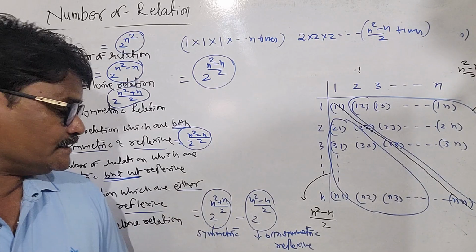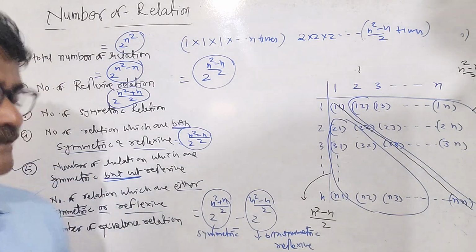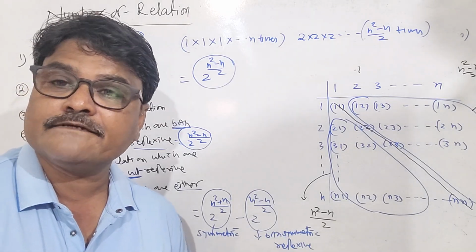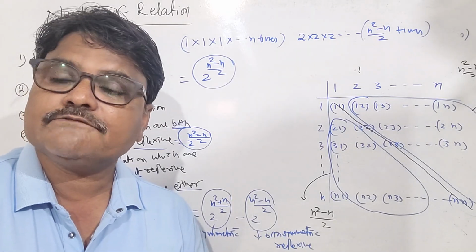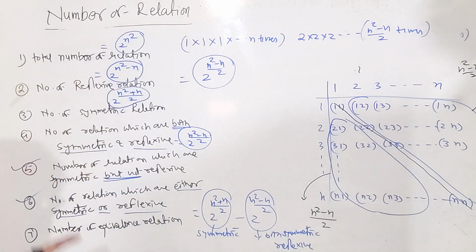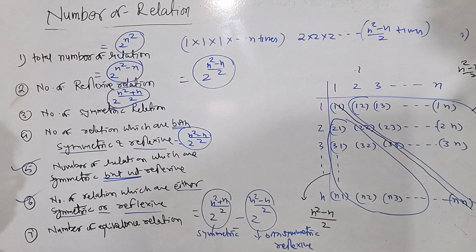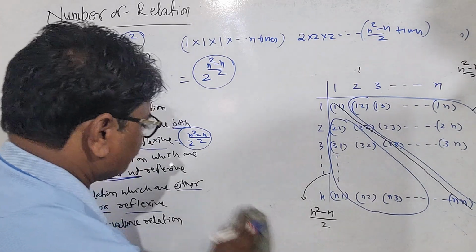2 to the power (n square plus n)/2 is the total number of symmetric relations, and 2 to the power (n square minus n)/2 is the number of relations which are both symmetric and reflexive. But I want the relations which are only symmetric, not reflexive. Therefore this is the formula, correct? Fine. So this formula you are having here.